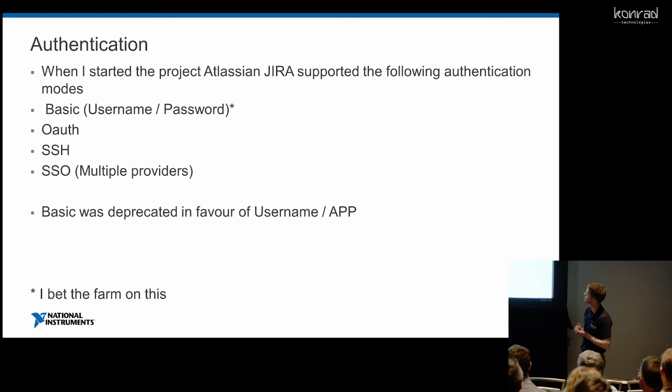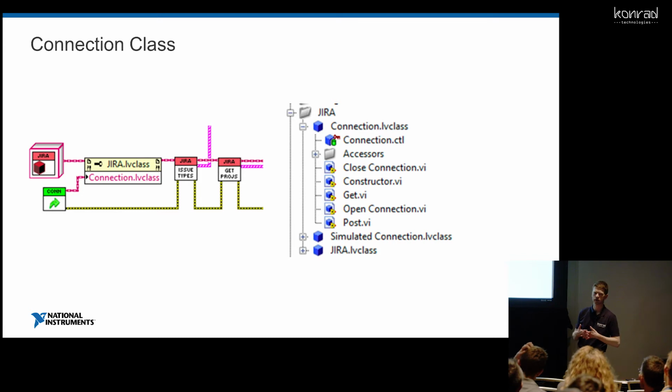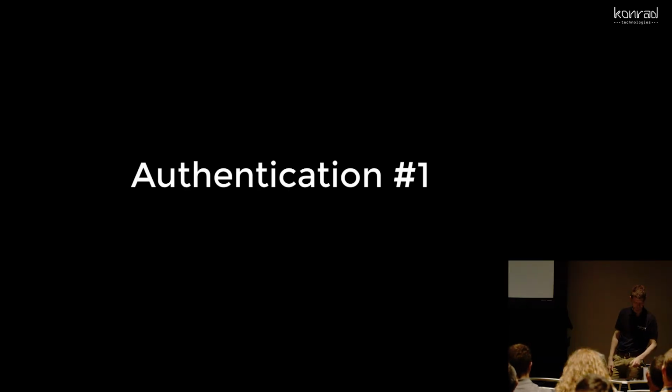That set me back a little bit and made me realize that I should provide for those other authentication types. So what I did is I created a connection class. My JIRA API has a connection, and if somebody wants to, they can override that connection if they've got some code that handles single sign-on. If they've got some code that handles SSH, then they can go ahead and override it.